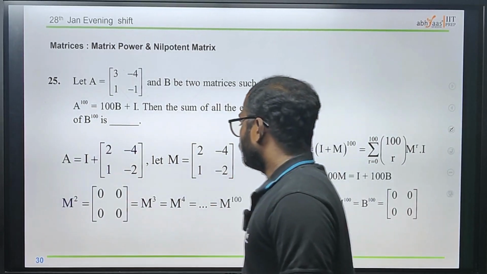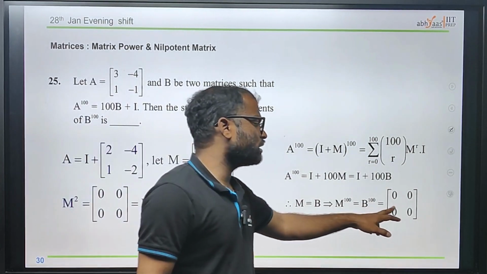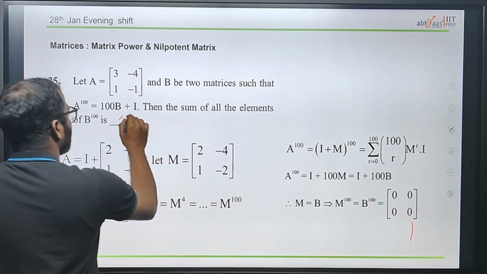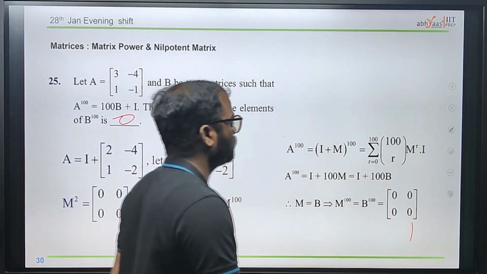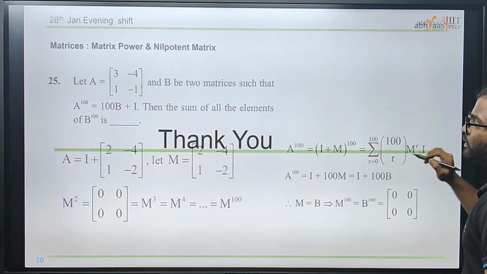Therefore all these entries will be 0, so B power 100 is also 0. Therefore we can easily say that the sum of all elements will be 0 as the answer. That's how we got the final answer as 0. This is M100. That is the final question.